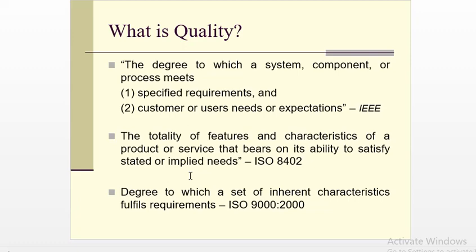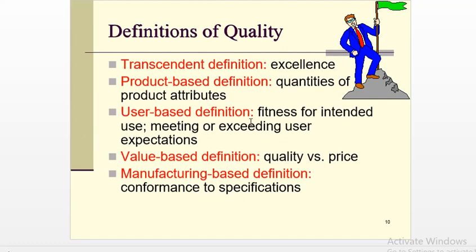ISO 8402 defines quality as the degree to which a set of inherent characteristics fulfills requirements. ISO 9000:2000 also provides a definition of quality. So these are various definitions of quality.